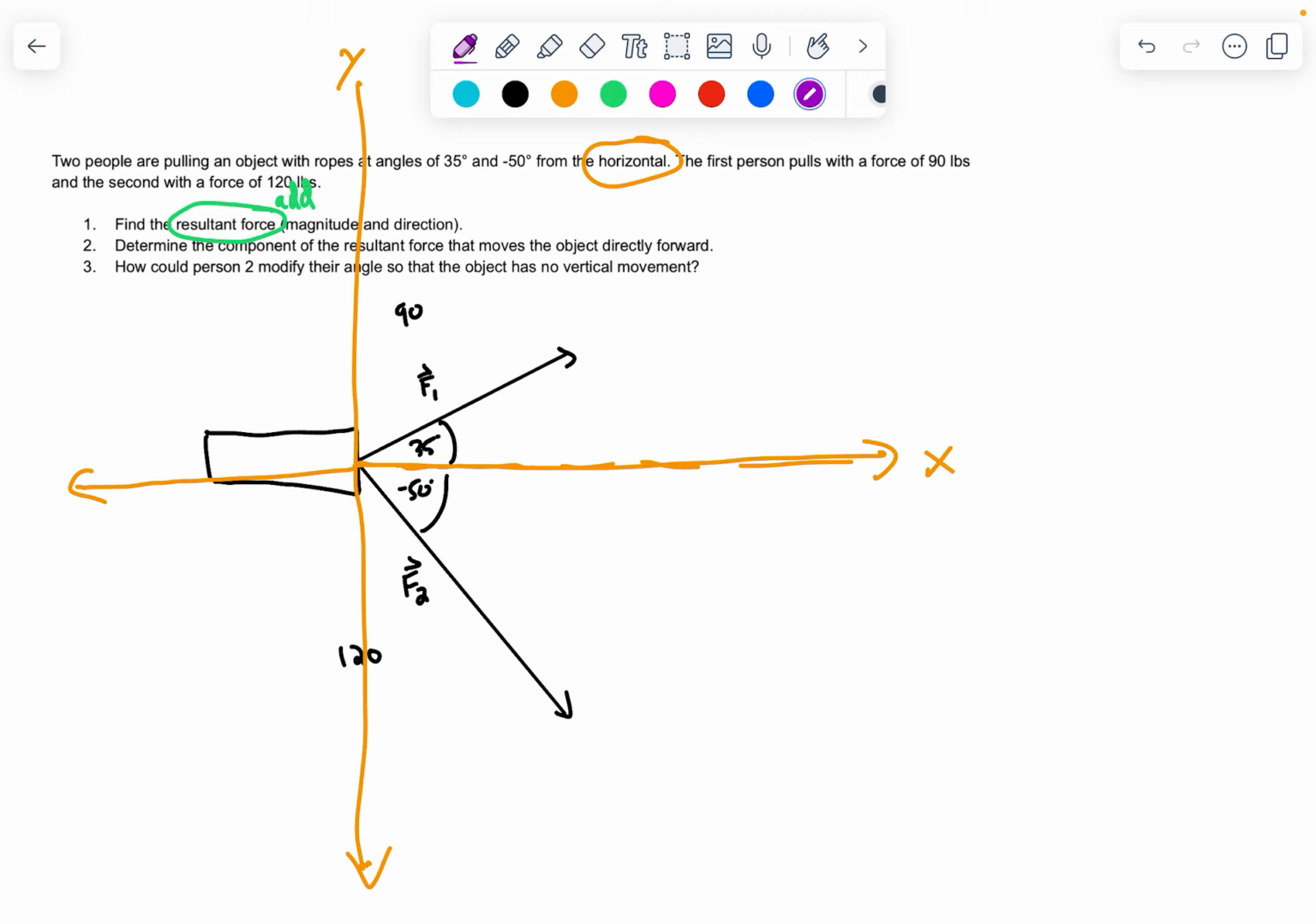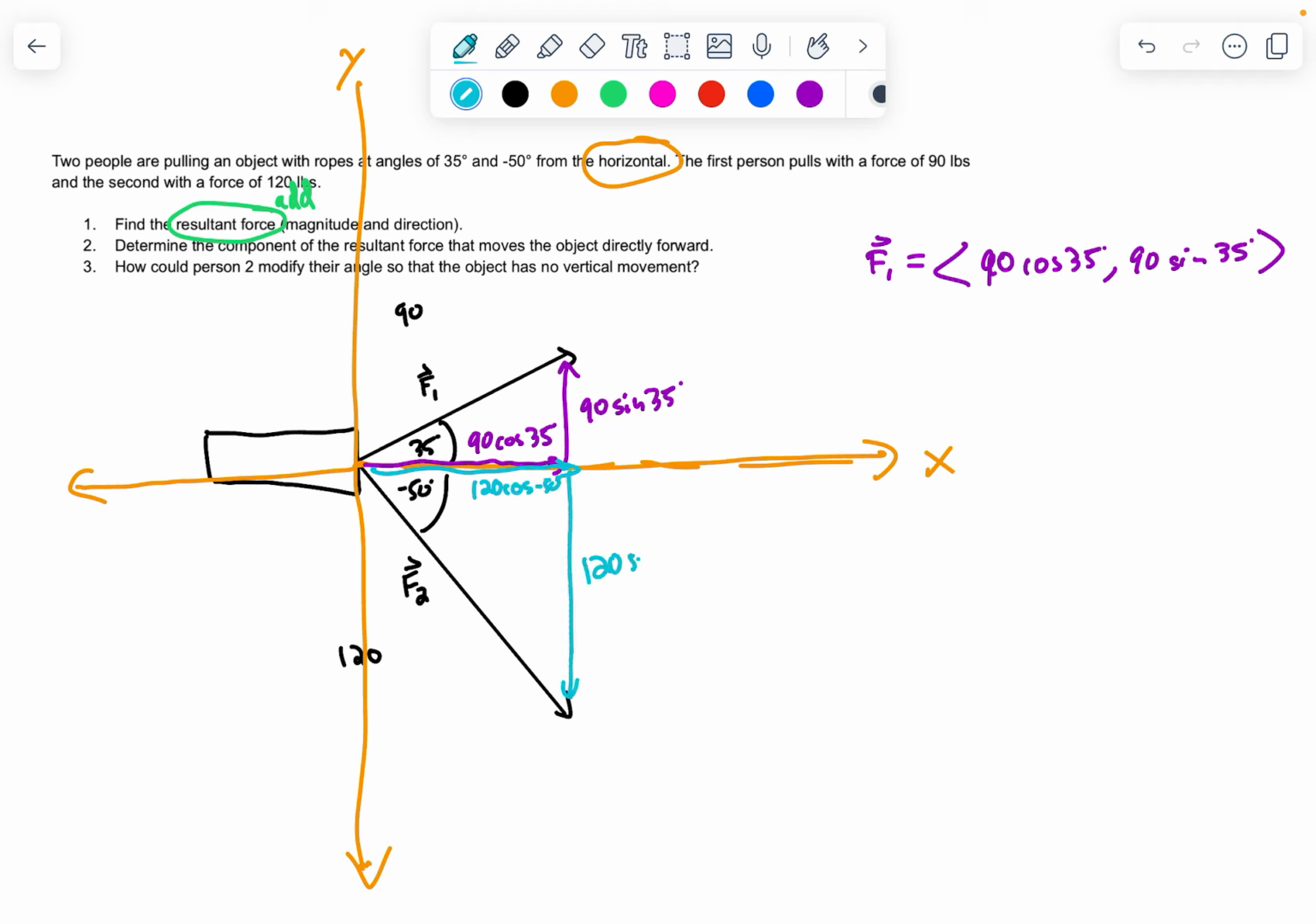Now, the best way to add these forces is to break them into their components. So F1, magnitude of F1, is 90 sine 35 and 90 cosine 35. So F1 in component form is 90 cos 35, 90 sine 35. Likewise, F2 we can pretty easily say is 120 cos negative 50 and 120 sine negative 50. So we have F2.